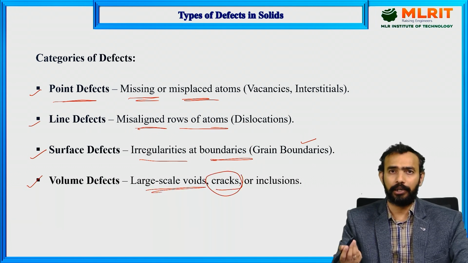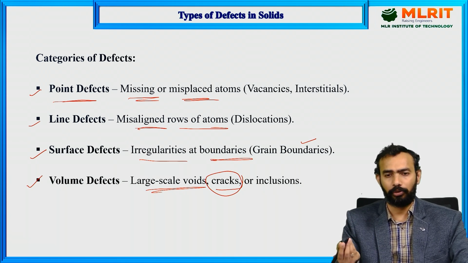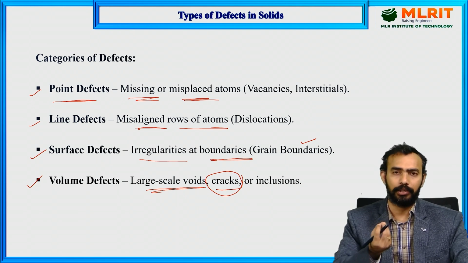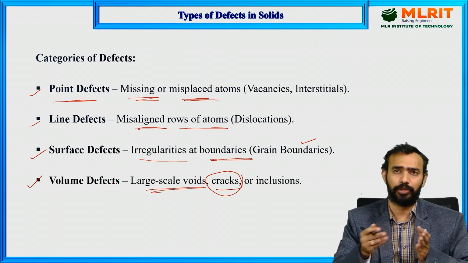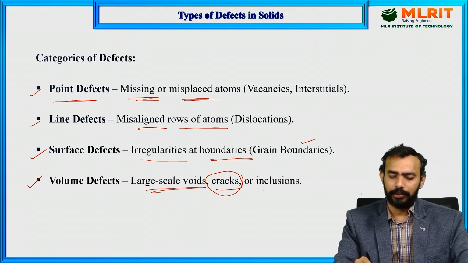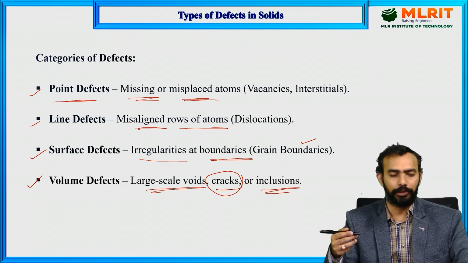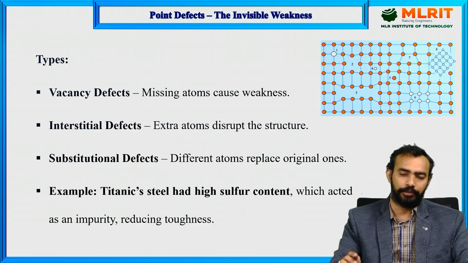What we practically see, these voids, like porosity in the casting process, we observe materials having a porous nature. So those large scale voids can be the volume defects, which occupy all 3 directions. And cracks and certain inclusions of foreign materials that have been accommodated into the material. So we look briefly at all these defects. We'll start with the point defects.